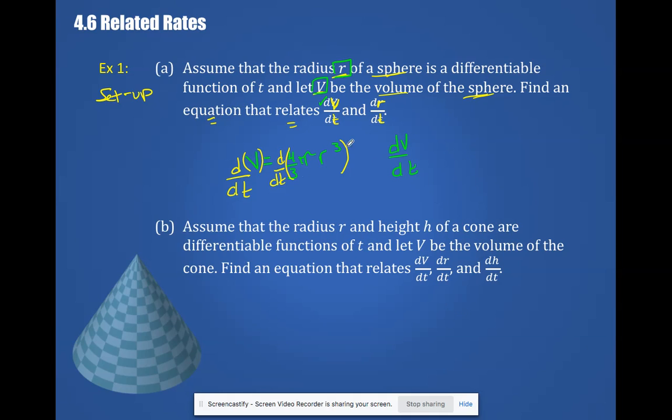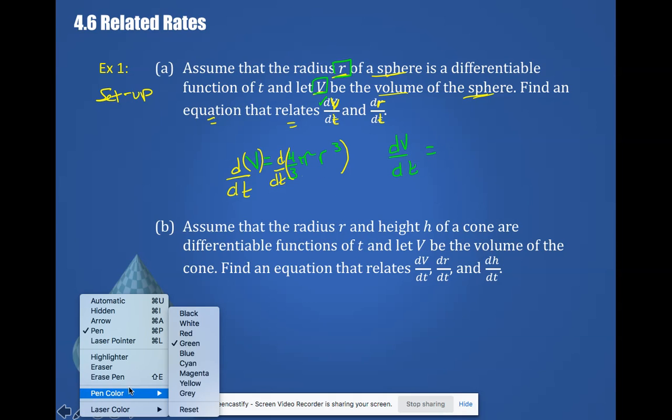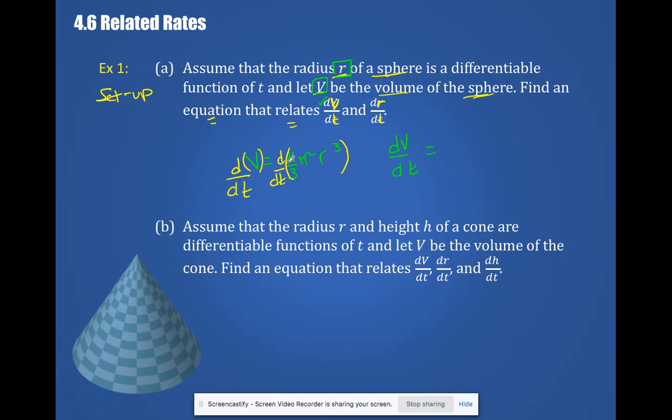Check. Equals related to, take the derivative of this expression. Now remember, 4/3 is a constant. Pi is a constant. A constant is multiplying stuff to the third power.